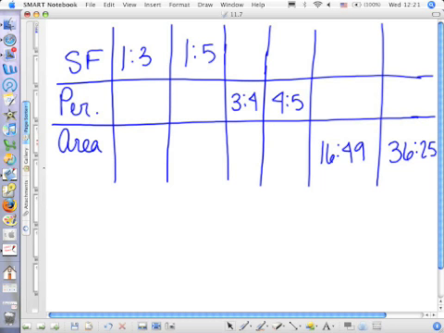All right, for homework, you're going to have a chart similar to this one, where you're trying to show the relationships between scale factor, perimeter ratios, and area ratios. Well, scale factor and perimeter ratios are what? The same. They're exactly the same. So we can fill in over half this chart right now by simply copying down information.